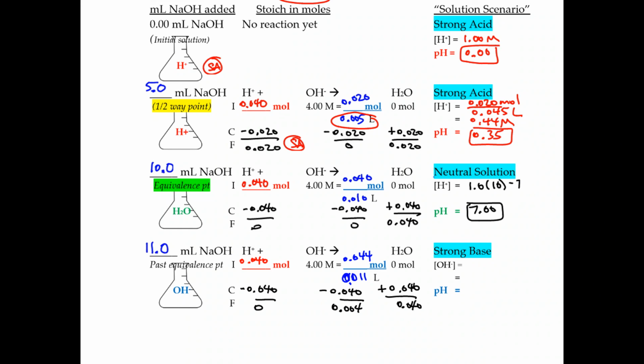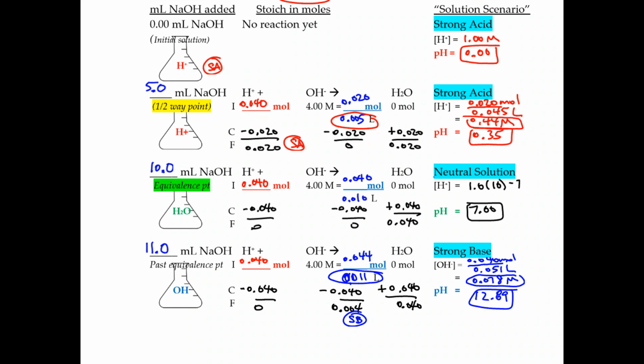And now I look at what I have, just OH minus. OH minus by itself is a strong base. How do I handle a strong base? I do moles over liters. So it's 0.004 moles divided by the total volume, which is this 11 milliliters plus the original, which was 40. So 40 plus 11 is 51. So 0.051 liters. The molarity comes out to be 0.078. Now remember, that's the OH, so you have to take the negative log and then 14 minus. And when you do that, you get a pH of 12.89, which is, of course, very basic.